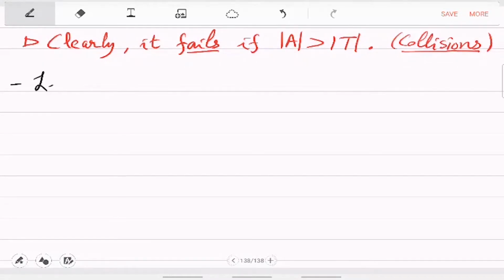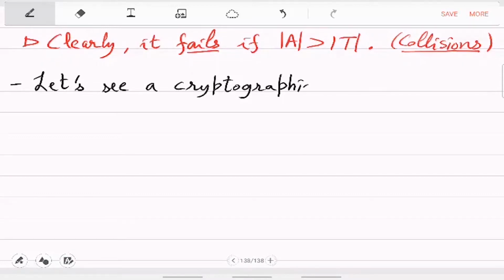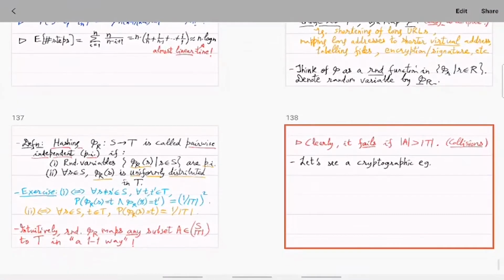So let's see a cryptographic example of why we have the definition of pairwise independent hashing. Why is this so important in practice?